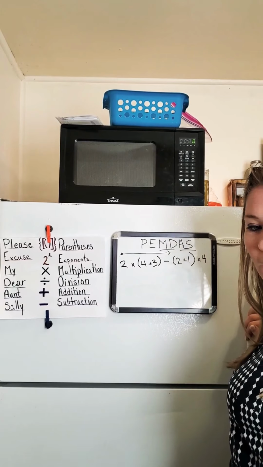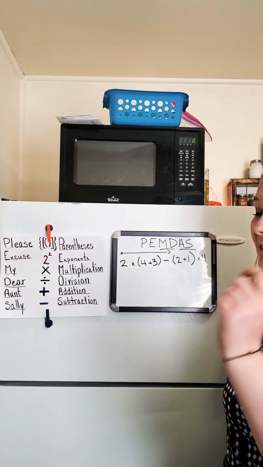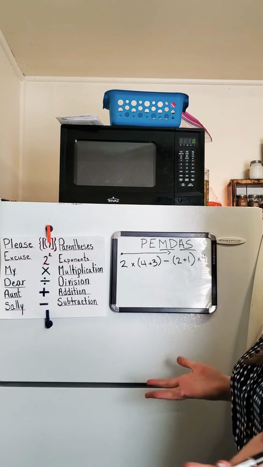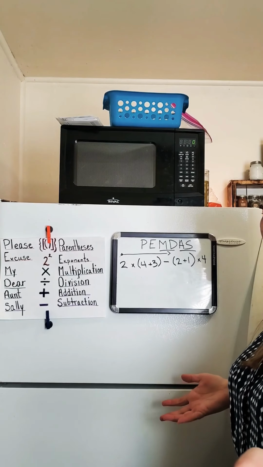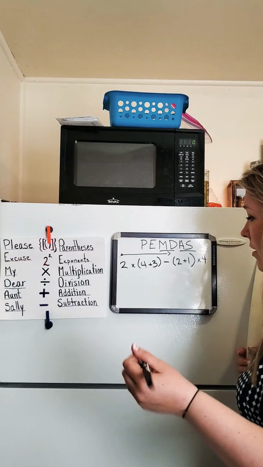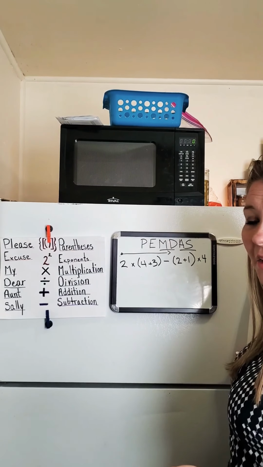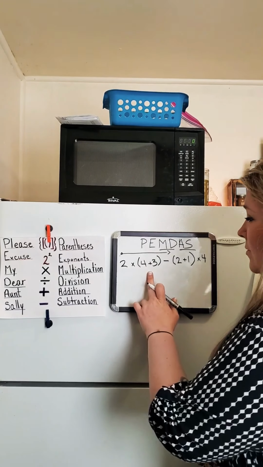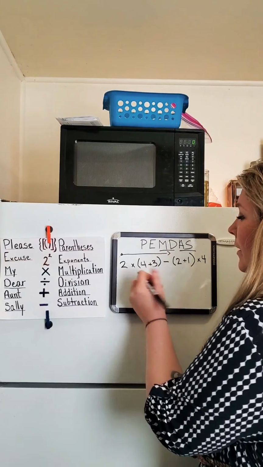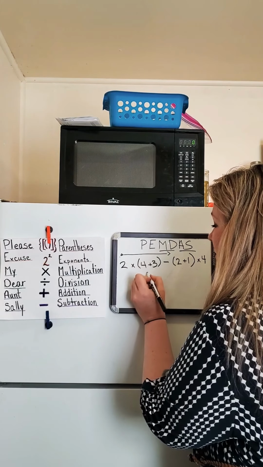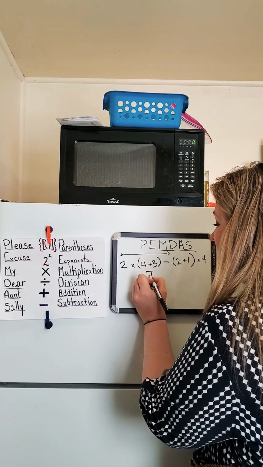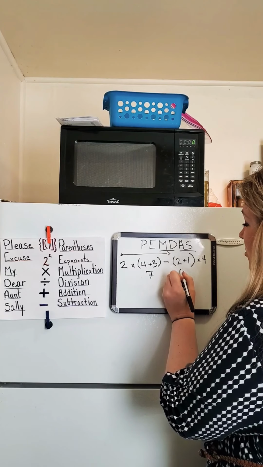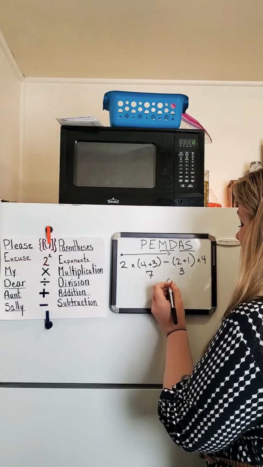So, the first thing I'm going to do is look at my parentheses. And so when we have two sets of parentheses, I'm going to do both of those on the same line, just because they aren't right next to each other, and then we're going to write the rest of the problem. So I'm going to look at this one first. So it's 4 plus 3. So 4 plus 3 is 7. And then over here I have 2 plus 1. So 2 plus 1 is 3.